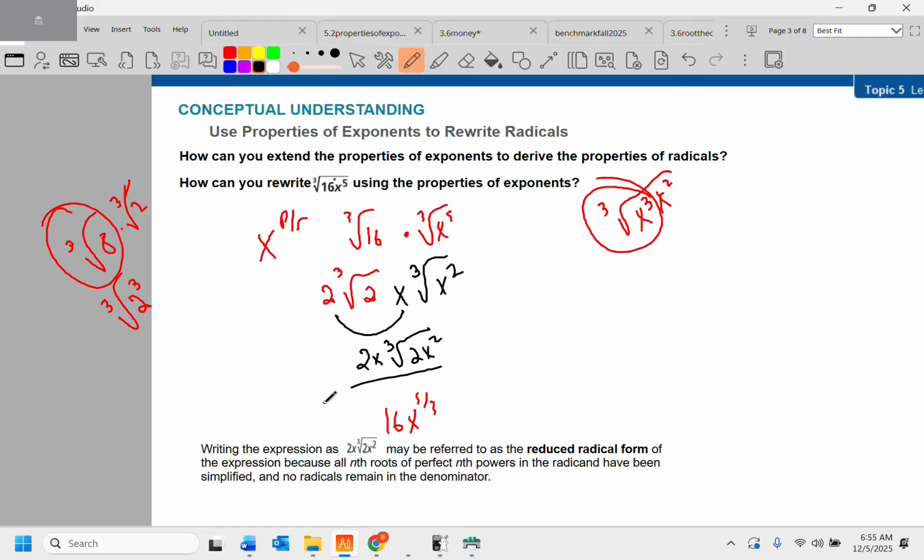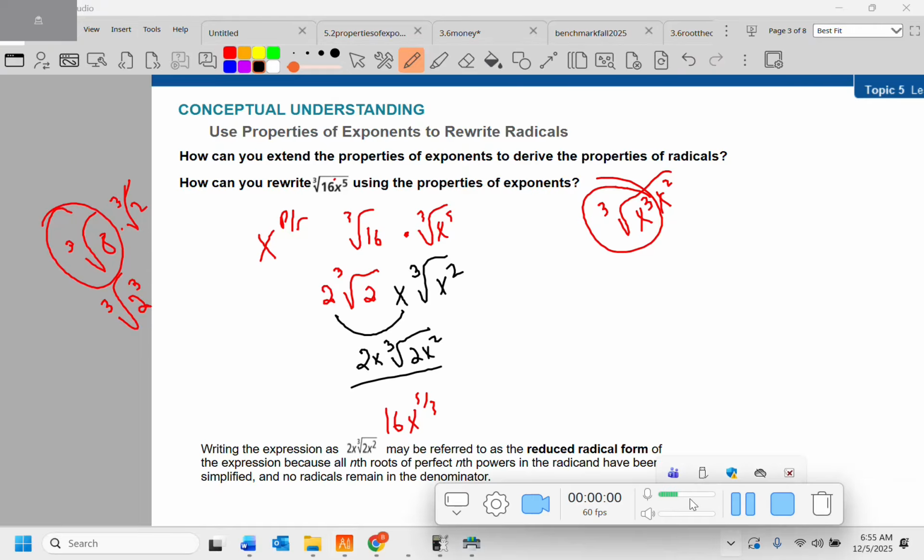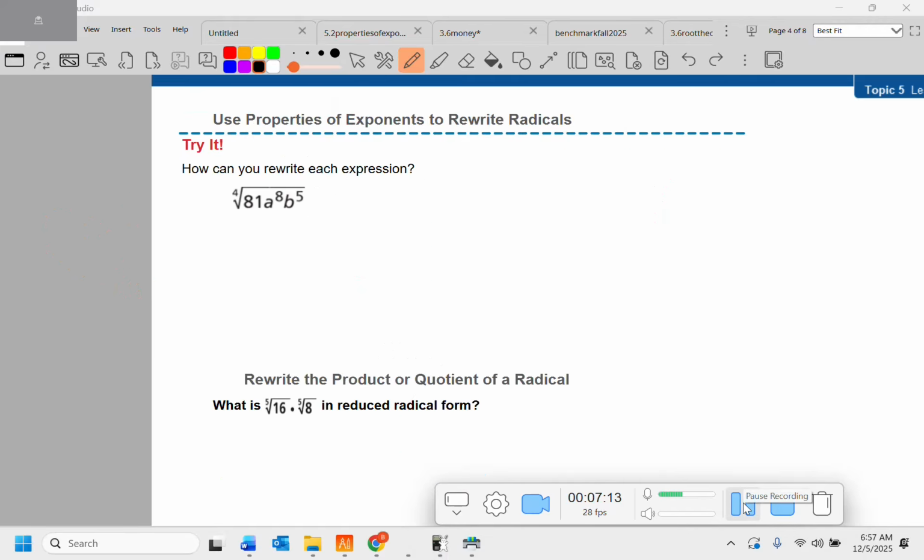It really, really is. I got to pause real quick because I think my copying job is done. So I'll be right back. All right, so moving forward.